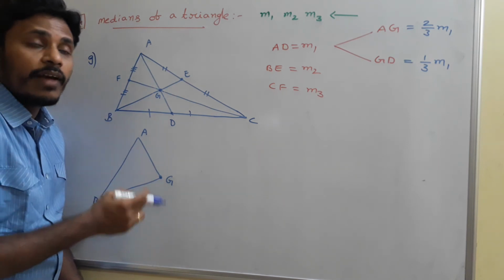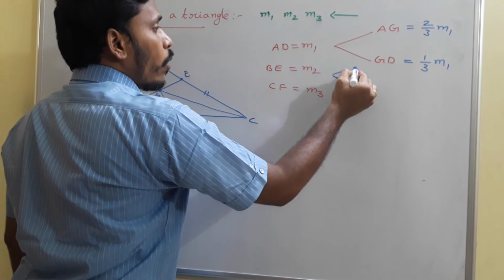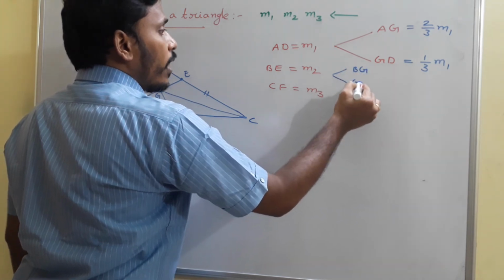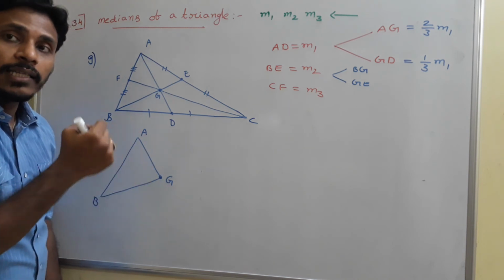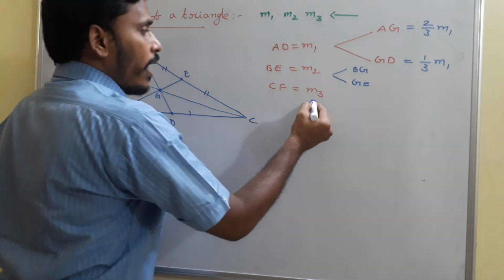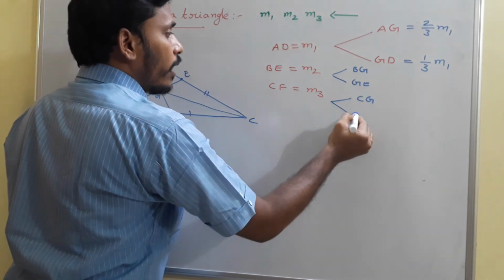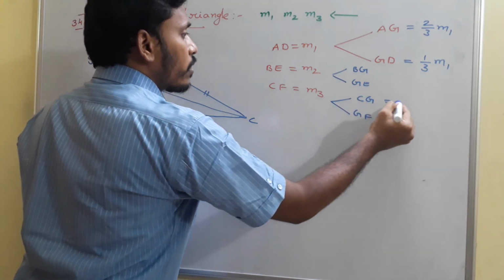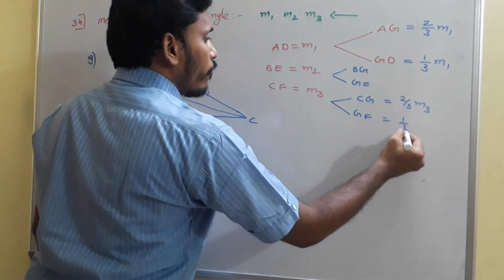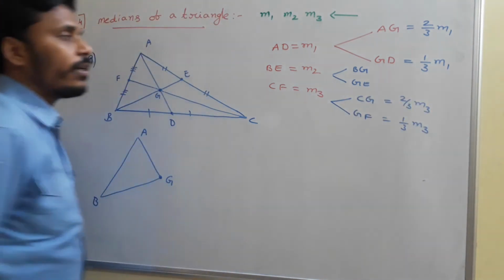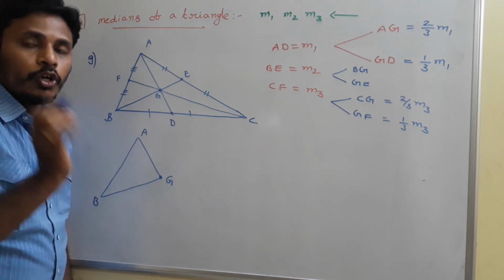Similarly, we can split BE also into two parts, BG and GE. One is 2 by 3 m2 and the other is 1 by 3 m2. Again, CF also splits into two parts, CG and GF. CG is equal to 2 by 3 m3 and GF is equal to 1 by 3 m3, because the centroid is dividing the median in the ratio 2:1.